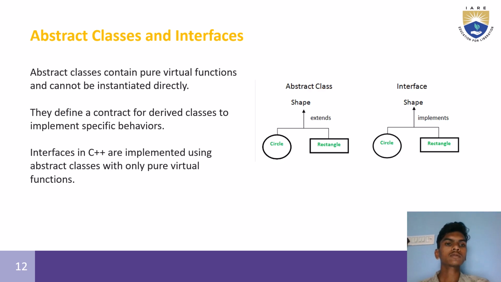And coming to abstract classes and interfaces. An abstract class contains pure virtual functions and cannot be instantiated directly. They define a construct for derived classes to implement specific behaviors. Interfaces in C++ are implemented using abstract classes with only pure virtual functions. You can see the abstract class and interface image as shown in the figure, with abstract class shape extended by circle and rectangle, where the interface is implemented by circle and rectangle. In an abstract class we use extends, and in an interface we use implements.